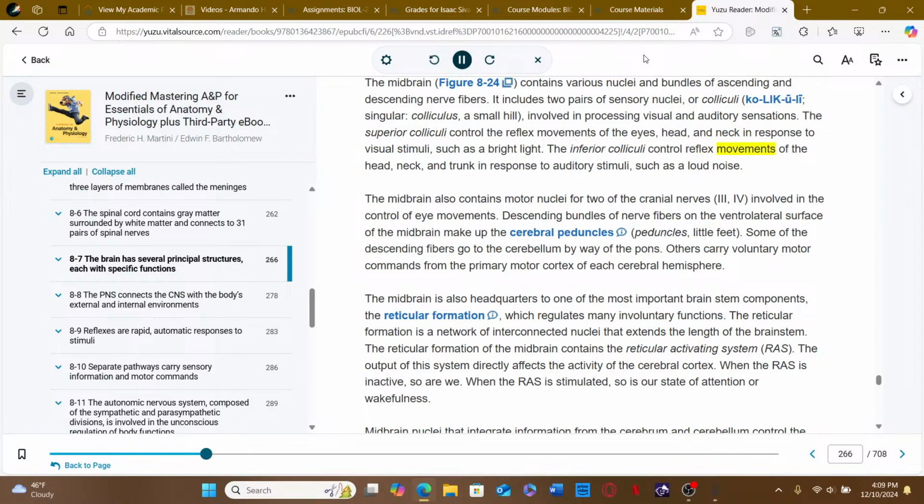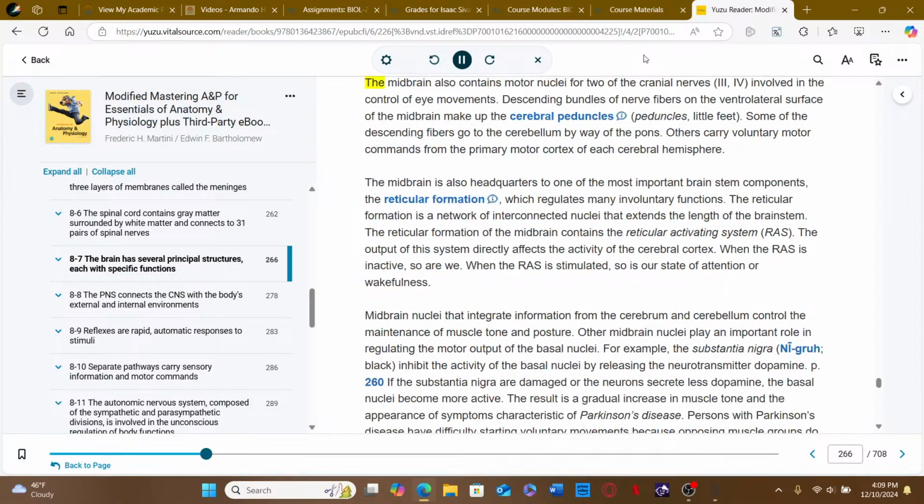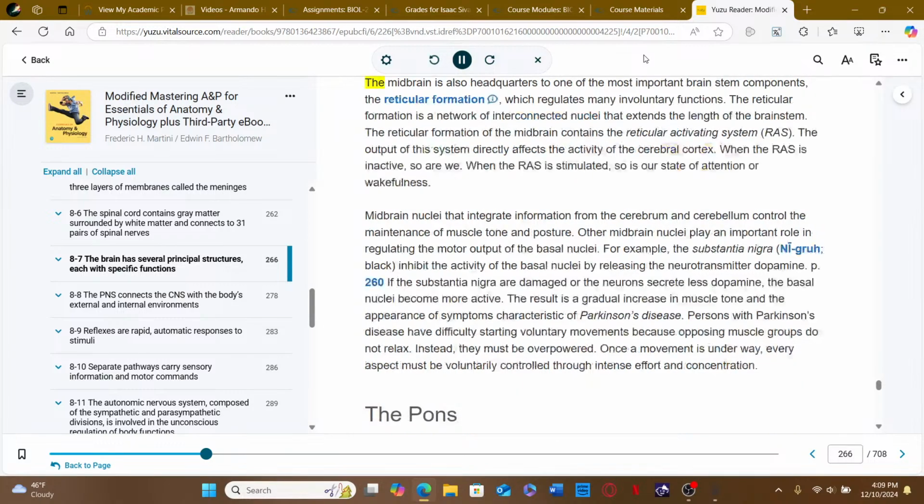The inferior colliculi control reflex movements of the head, neck, and trunk in response to auditory stimuli, such as a loud noise. The midbrain also contains motor nuclei for two of the cranial nerves, 3, 4, involved in the control of eye movements. Descending bundles of nerve fibers on the ventrolateral surface of the midbrain make up the cerebral peduncles, little feet. Some of the descending fibers go to the cerebellum by way of the pons. Others carry voluntary motor commands from the primary motor cortex of each cerebral hemisphere.